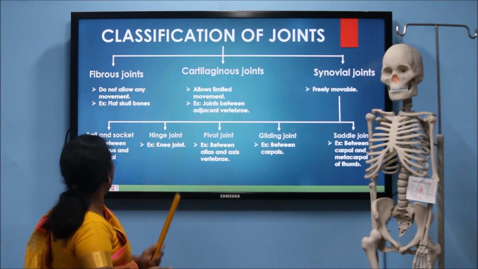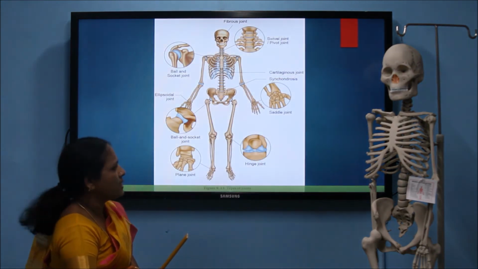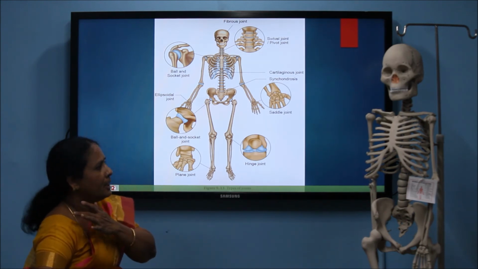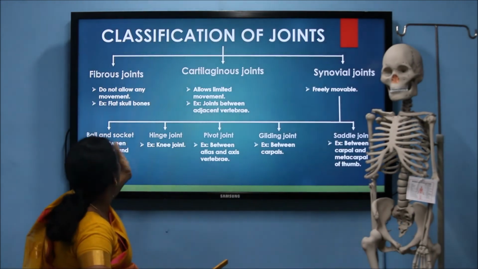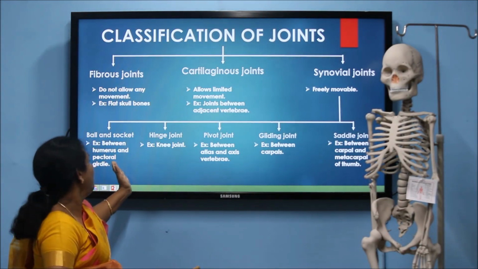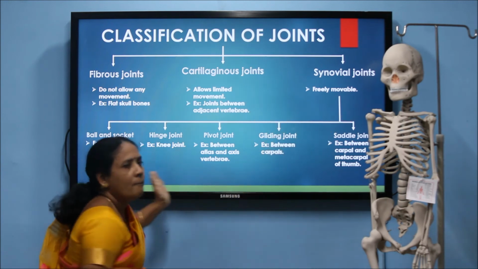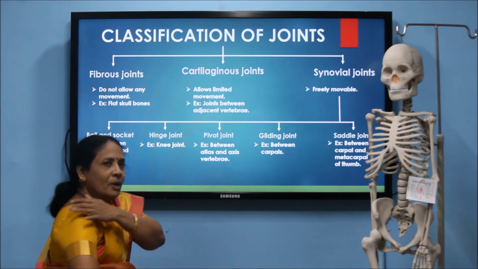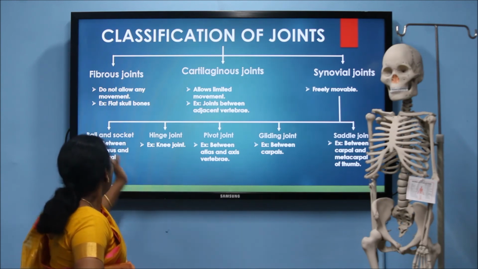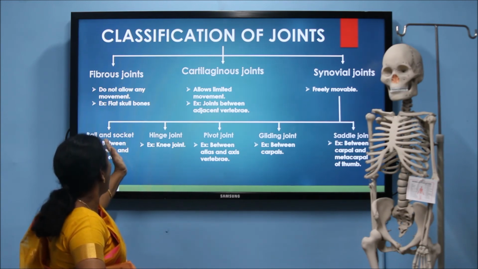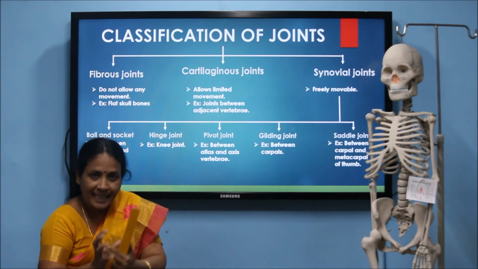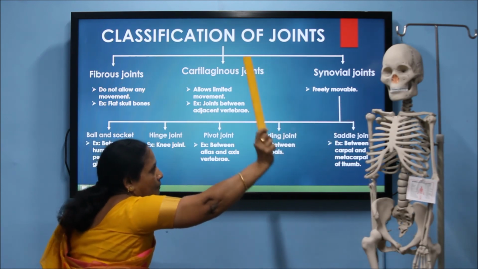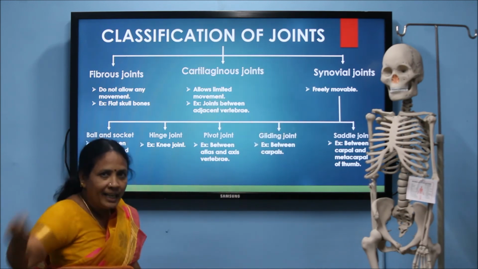The first one is the ball and socket joint. These are present in the shoulder, between the humerus and the pectoral girdle, so that we can move our hand freely. That is one type of synovial joint. Socket means a cavity. Inside the cavity, the ball-like head of the upper arm is located, so it can move freely.